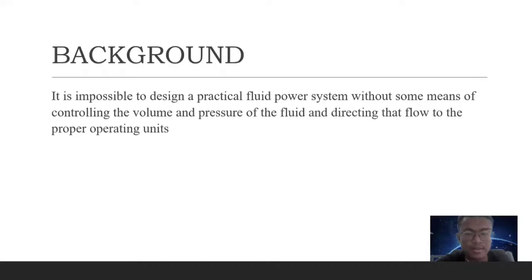Background. It is impossible to design a practical fluid power system without some means of controlling the volume and pressure of the fluid and directing that flow to the proper operating units. This is accomplished by the inclusion of control valves in the hydraulic circuit. A valve is defined as any device by which the flow of fluids may be started, stopped, regulated, or directed by a movable part that opens or obstructs passage of the fluids.